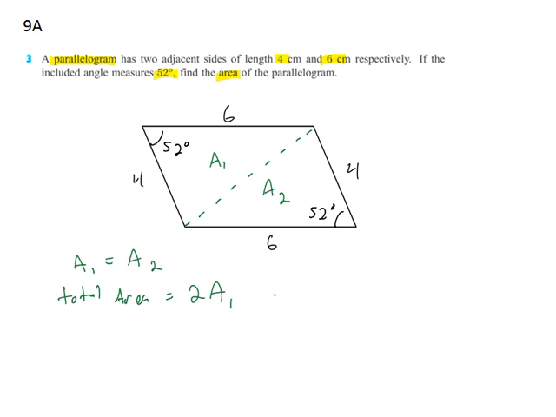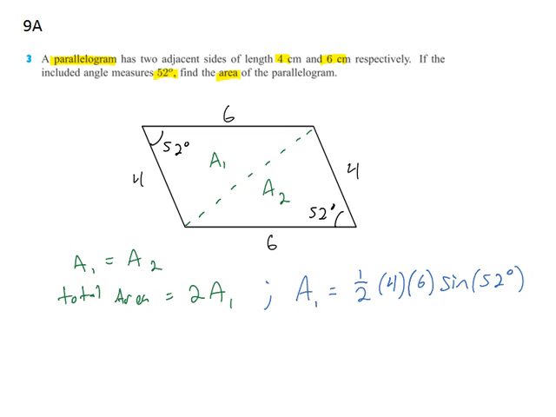And so now we'll just need to come up with an expression for area 1. Area 1, or the area of any non-right angle triangle, is 1/2 times the length of a side, so 4, times the length of another side, in this case 6, times the sine of the angle between those two sides. So we have side 4, side 6, and 52 degrees in between, so that's sine of 52 degrees.